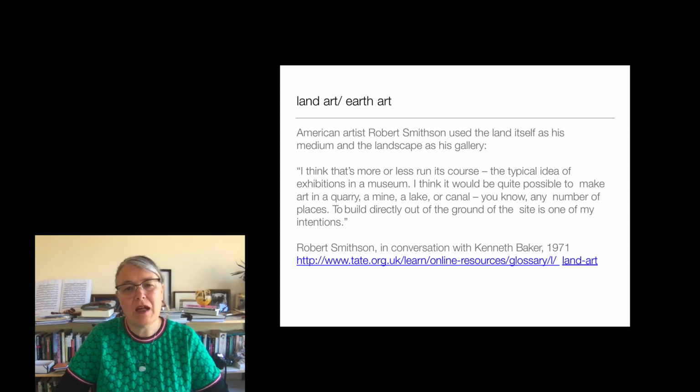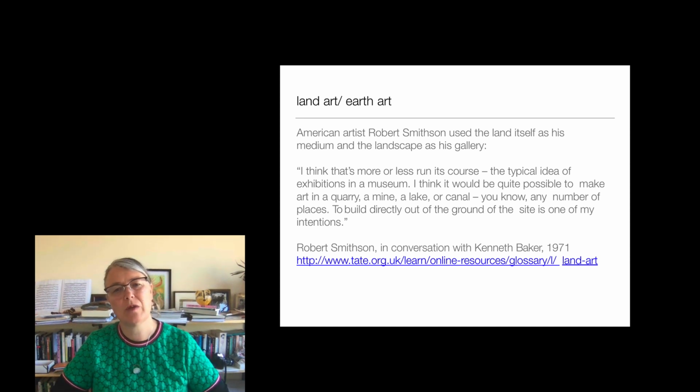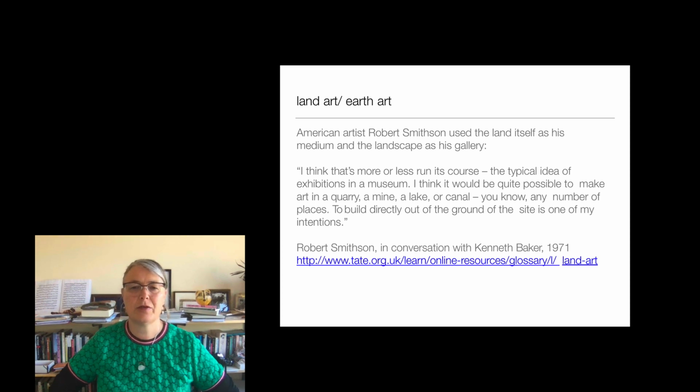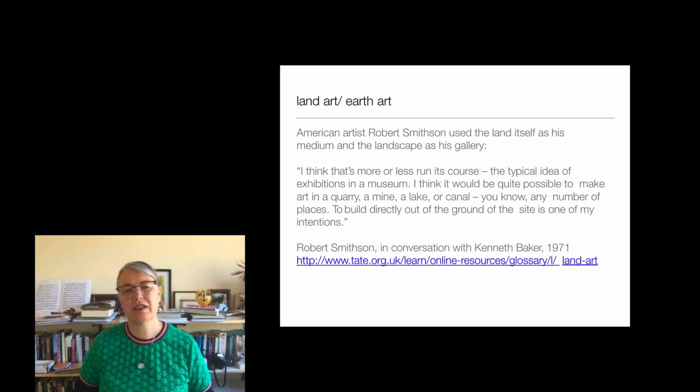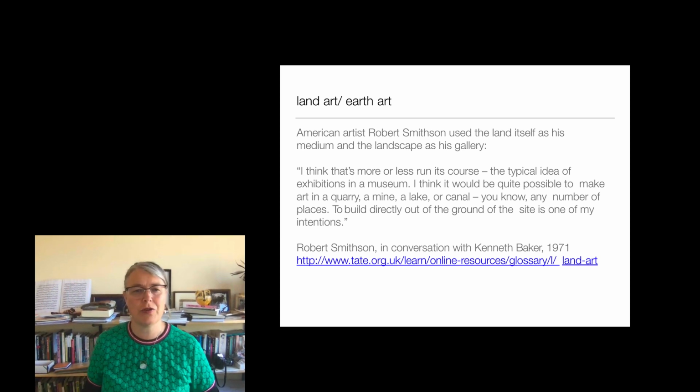A key marker of this new relationship was the artist Robert Smithson, who worked in the late 60s and early 70s to think about the idea that art needed to move outside of a museum and into the land. He says art in the gallery has run its course. Instead, we should think about art in a quarry, a mine, a lake, or a canal.